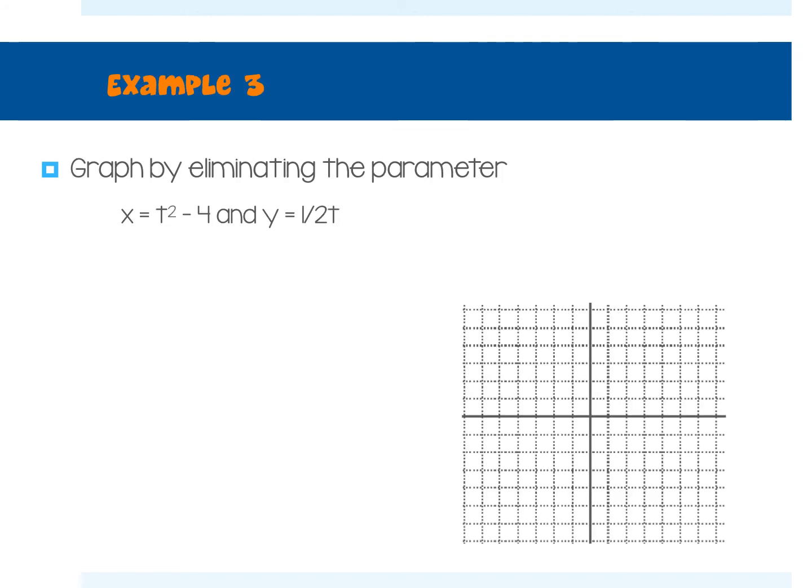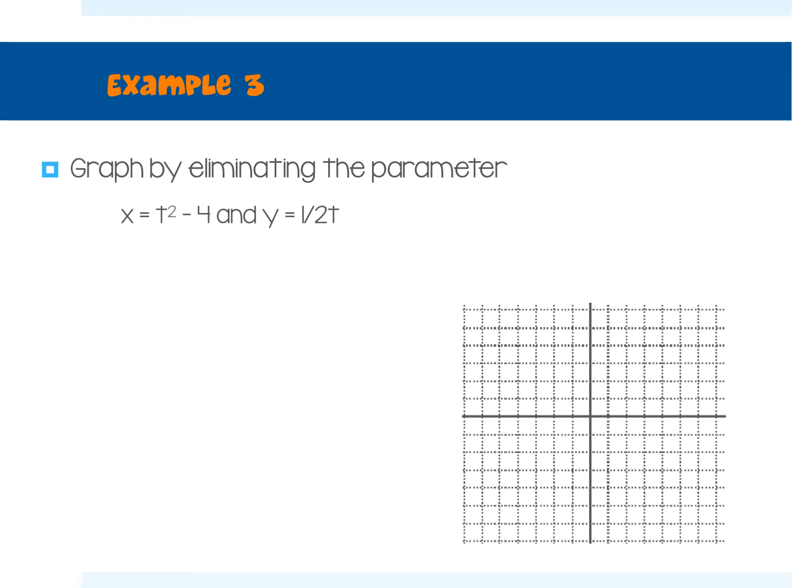All right, so they say graph by eliminating the parameter. And it gives you the same two equations that we had the first time. X equals T squared minus 4 and Y equals 1/2 T. So I'm going to look at these two equations and try to figure out which one would be easier to solve for T. So it's a systems of equations. Normally it doesn't matter what variable you solve for, but this time it does because we want to get rid of the T. So we want to solve one of these equations for T. Which one's going to be easier?